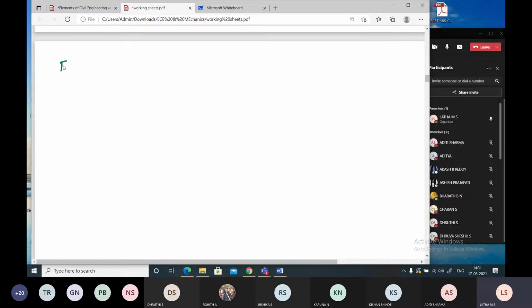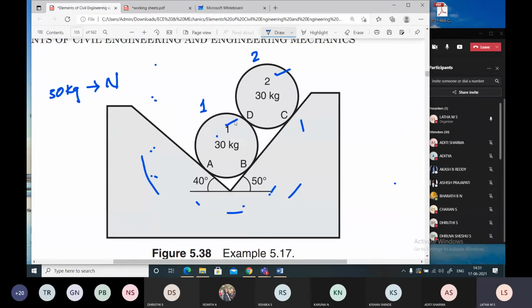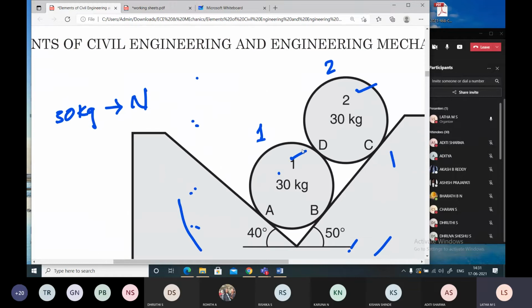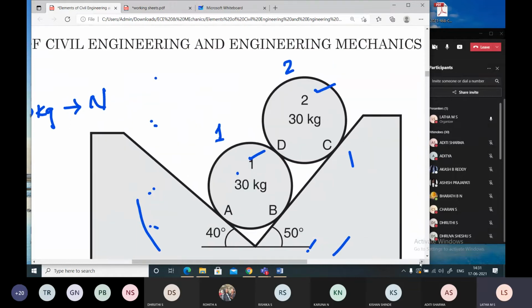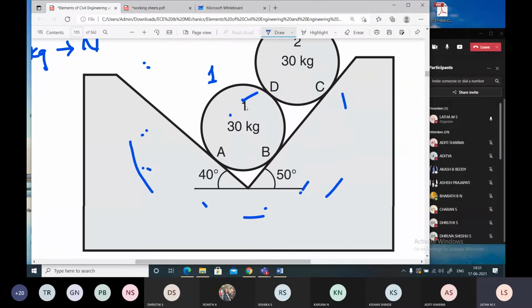Okay. We'll draw the free body diagram for ball 1 at first. Now, what are the forces? Just listen to me. I'll give you time, students. I've increased it. I'm looking only at ball 1, correct? Only at ball 1. I'll erase the rest.